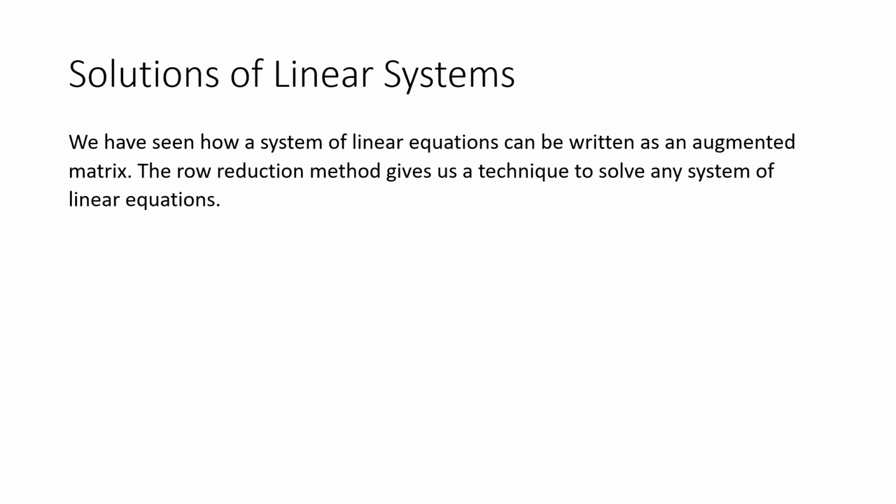So here's another definition: solutions of linear systems. So harken back to the first class. We saw that we had a system of linear equations. We saw how to turn it into a matrix. We've seen that any system of linear equations, you can write it as the augmented matrix that we saw from last class, or from the last lecture. The row reduction method gives us a technique to solve any system of linear equations.